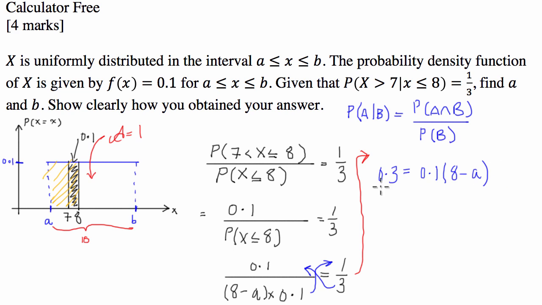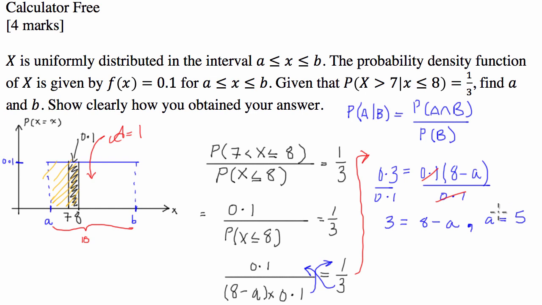Cool. Now I'm going to move the 0.1 over to the other side, so I'm going to divide both sides by 0.1. The 0.1s are going to cancel, and I'm left with 0.3 divided by 0.1, which is just 3, is equal to 8 take a. Now, it's quite obvious then that a equals 5.